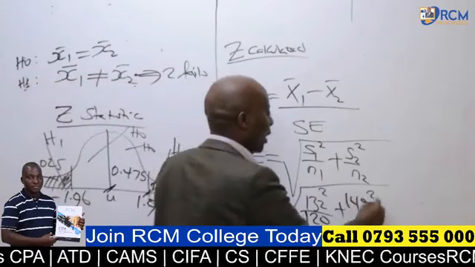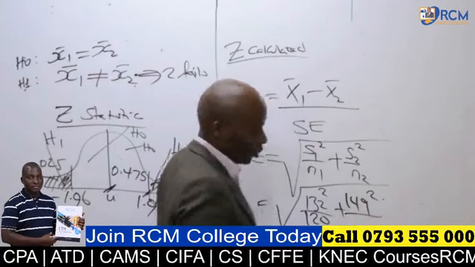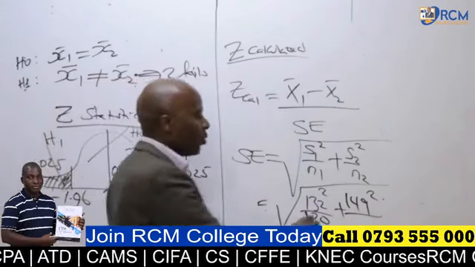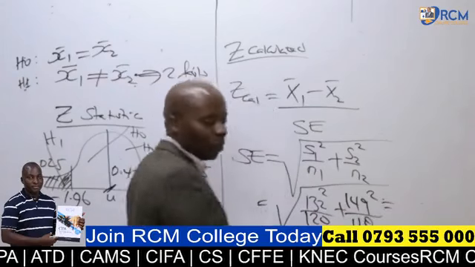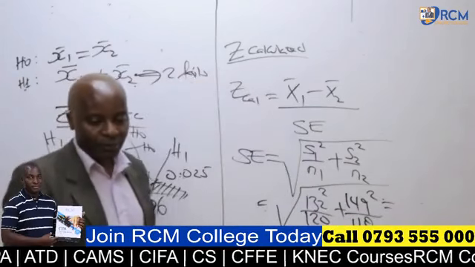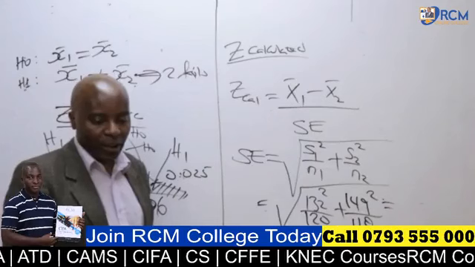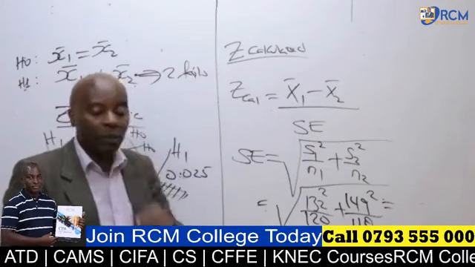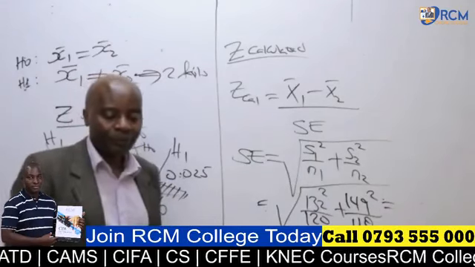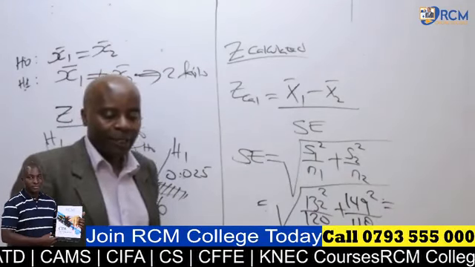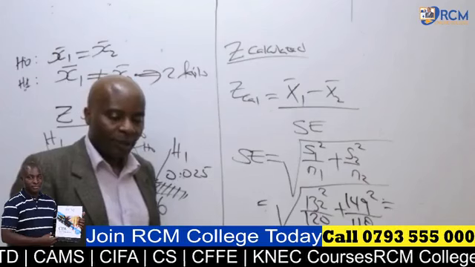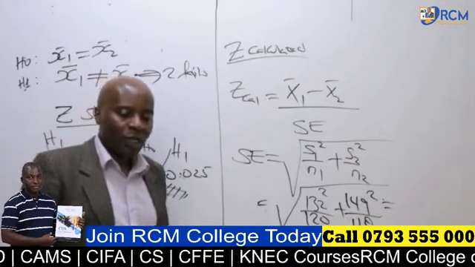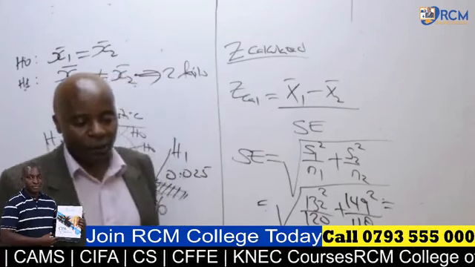149 squared all over n2, which happens to be 110. I'm able to see some students giving me an answer. I'm able to see Denzel and Lokai agreeing on some particular answer. They're giving me 18.63. But I would want to get someone else, apart from the two. Someone else should be able to confirm that answer for us.